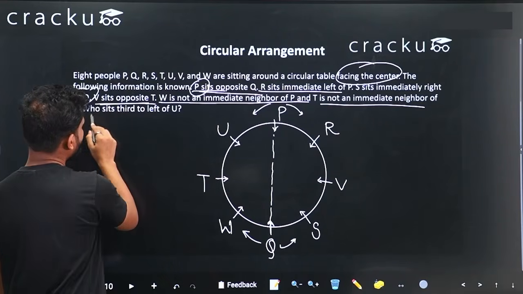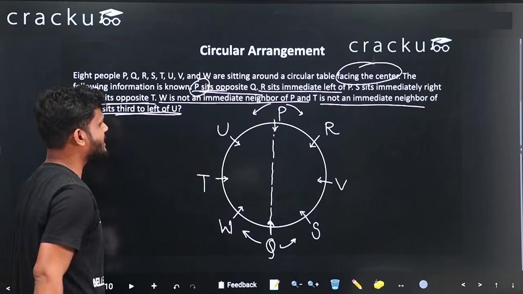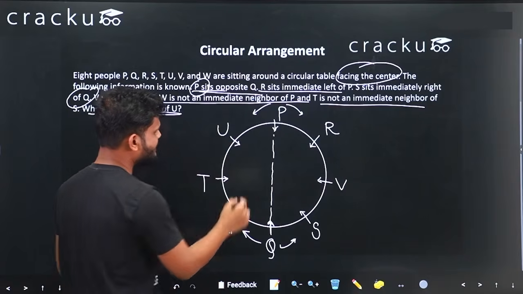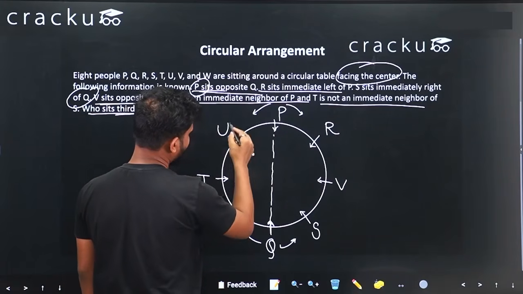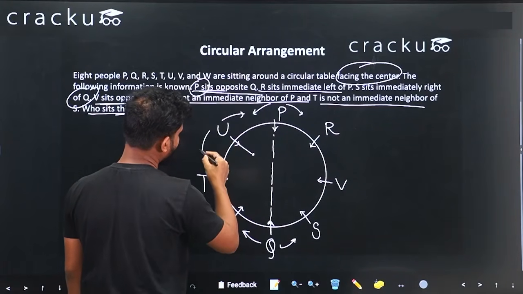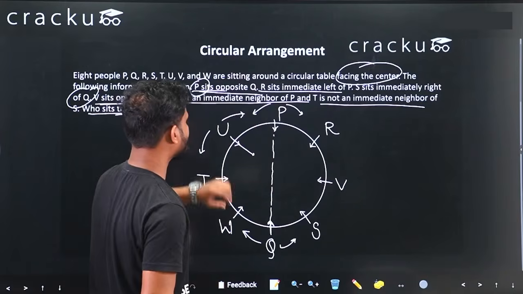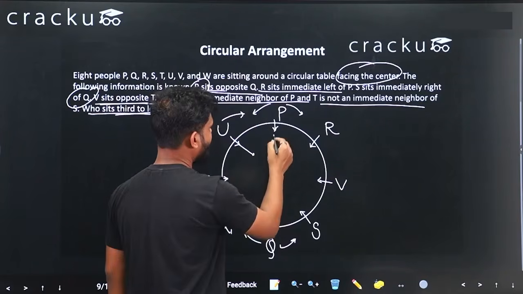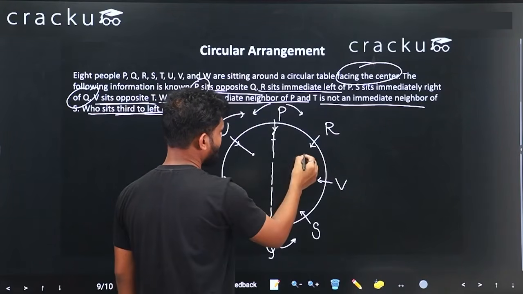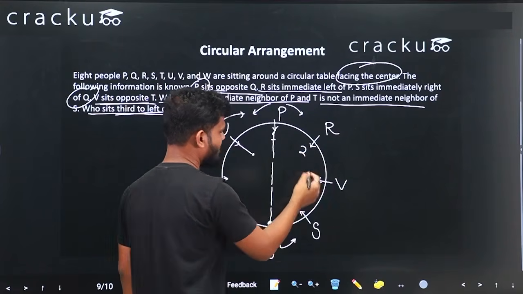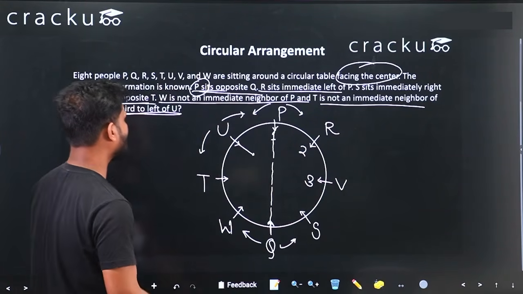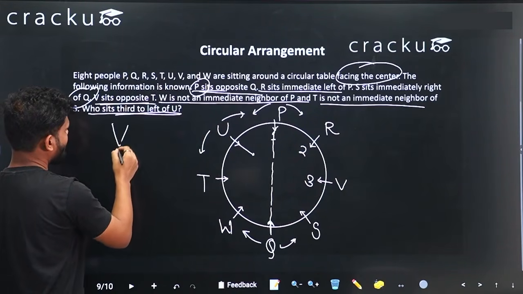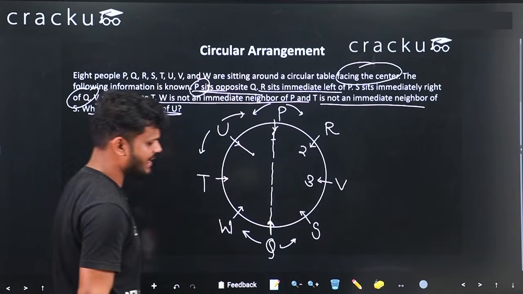What are we asked? Who sits third to the left of U? Now U is facing this direction. So his left will be this, his right will be this. Who is third to the left? So forget U and count 3 positions. 1, 2 and 3. So V is sitting third to the left of U. So V is the correct answer here.